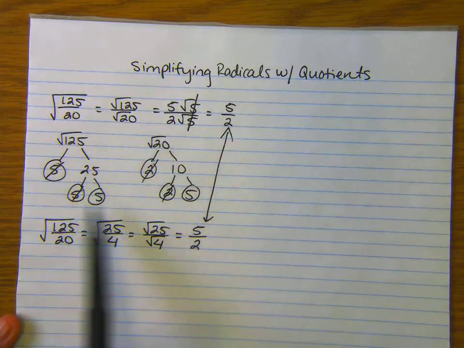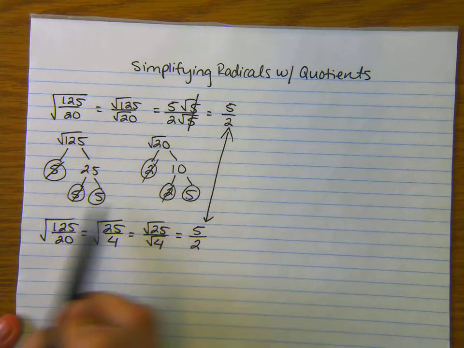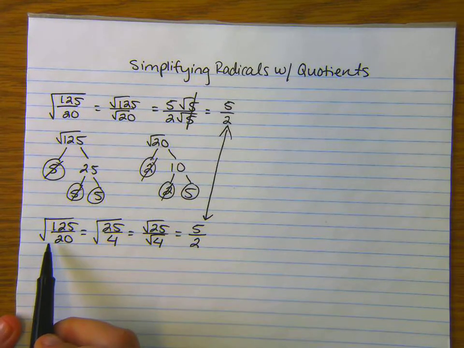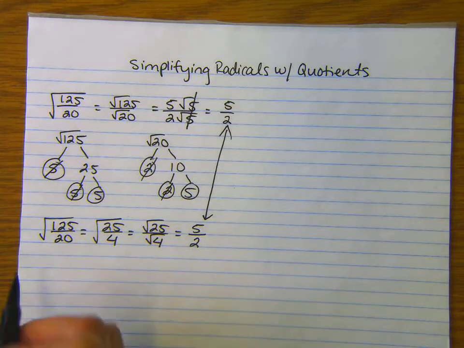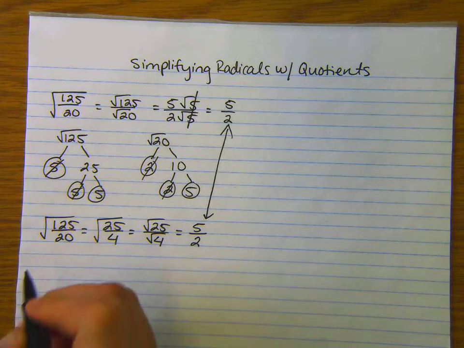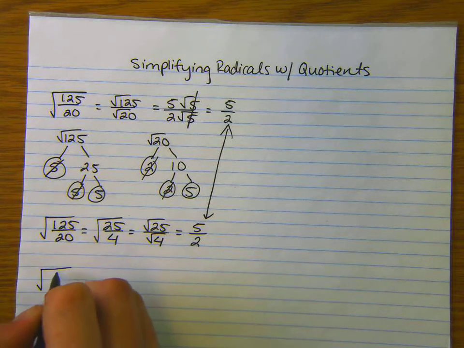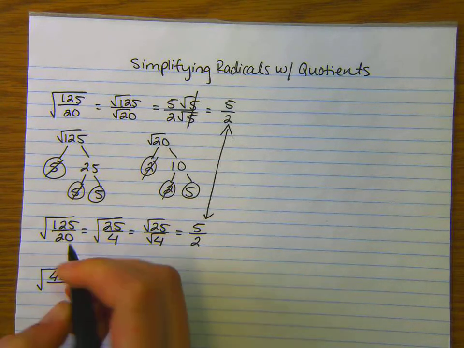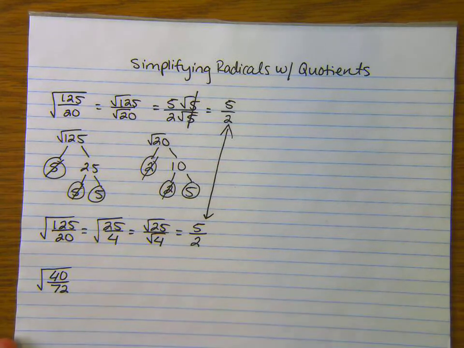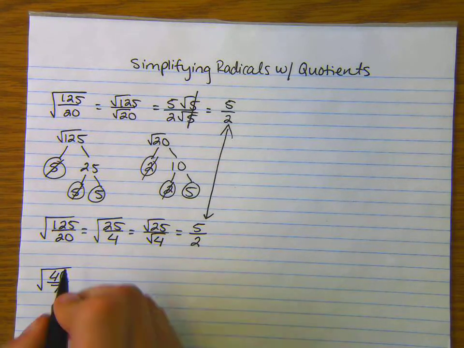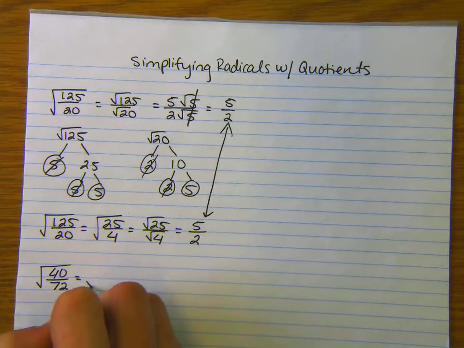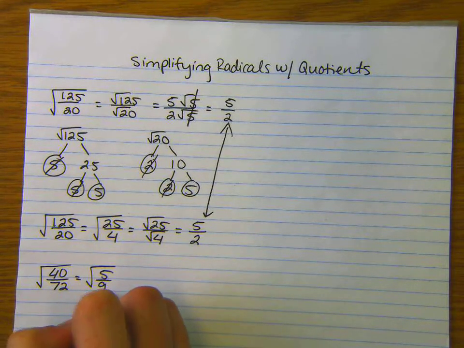So, not needing to even do the tree method, I feel like this one is a shorter and quicker method to use. So let's use this second method again to find the simplified radical with the quotient 40 over 72. 40 over 72 simplifies to square root of 5 over 9.